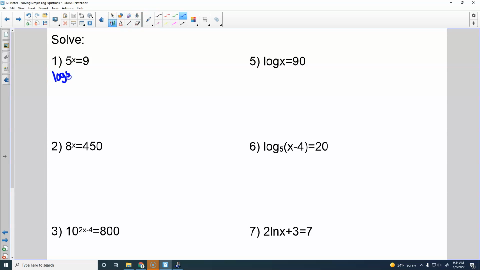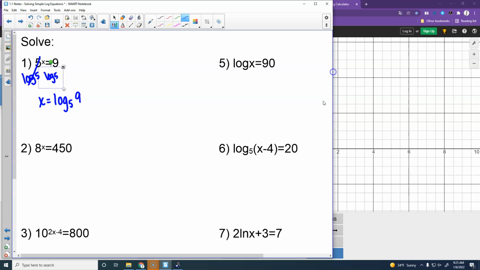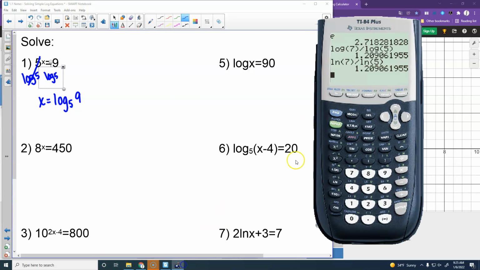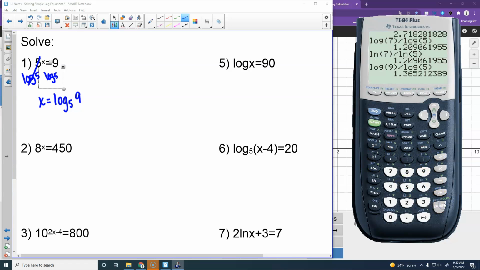Log base 5 on this side will cancel your base. The exponent is still there. And then I'm also doing log base 5 on this side. So I got x equals log base 5 of 9 in the end. We can just type that into the calculator real quick here. Log 9 over log 5 is going to give us 1.365.